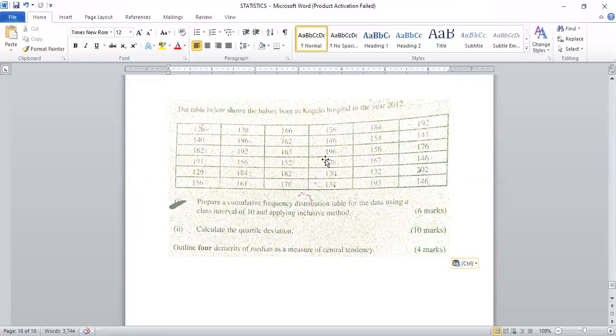This is not a table, this is just raw data, which was constructed in the form of a table to make it easier for you. But this is raw data. We need to prepare a cumulative frequency distribution table from the data using a class interval of 10 and applying the inclusive method. You see, this one is specifying. So our class interval is 10, and the method we are supposed to apply is the inclusive method. So in this case, what does it mean?